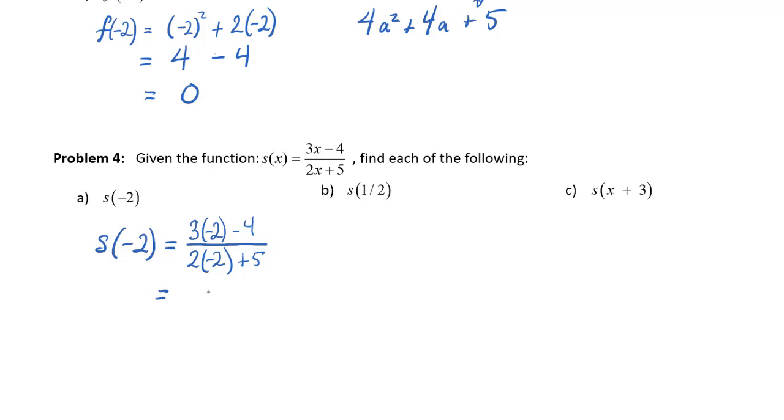So we have 3 times negative 2, which is negative 6, minus 4, that's the numerator, and 2 times negative 2 plus 5. So that would be negative 4 plus 5 in the denominator. This will give me negative 10 in the numerator and 1 in the denominator. So my answer is negative 10.